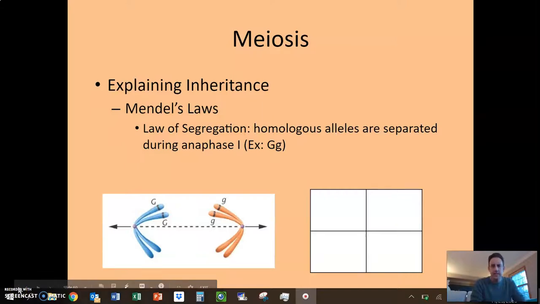I started this unit, this chapter on meiosis, with a promise, and that promise was that we were going to understand the molecular basis for Mendel's laws. So let's make good on that promise here. The first law was Mendel's law of segregation, this idea that homologous alleles are separated out. So now let's take a look at how that plays out in meiosis.